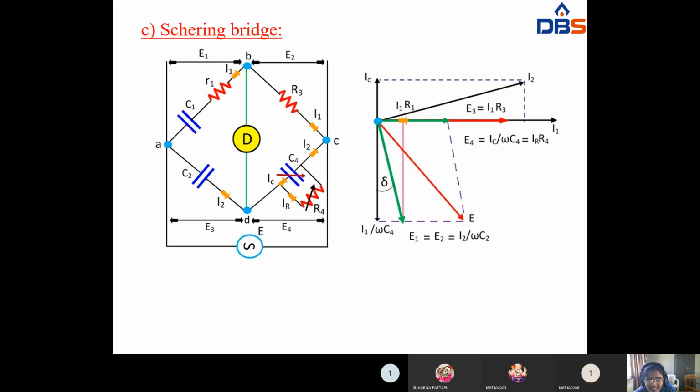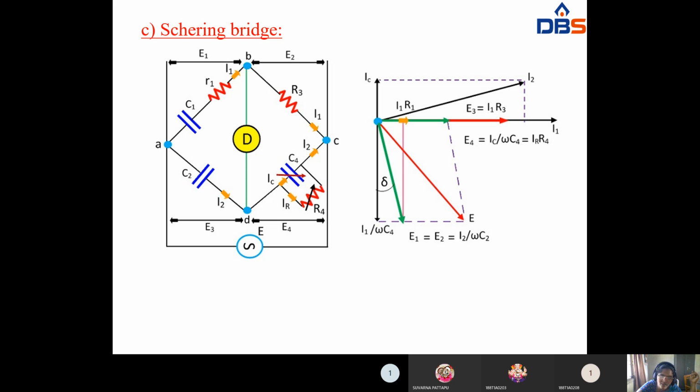This is the phasor diagram for the Schering bridge. Here you take the current I1, which flows through E1, and the same current I1 flows through E2. Then E1 E2 is equal to I2 by j omega C2, because here I1 and I2 flow through the capacitor. This is the phasor diagram. So what is the bridge balance equation for AC bridges? Z1 Z4 equals Z2 Z3.